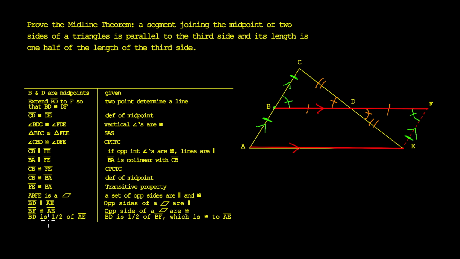Then BD is half of AE. BD is half of BF, which is congruent to AE. So BF is congruent to AE. And remember, at the beginning, we extended BD out to F so that BD is congruent to DF. So BD is half of BF, and BF is congruent to AE. Therefore, BD is half of AE.